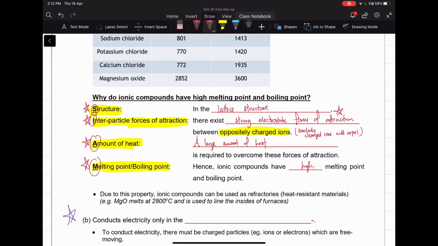Okay, so this is actually a recommended way for you to explain why it has a high melting point and boiling point. And if you revise through our 10 series, you realize that there are a lot of such questions in chemical bonding asking you why.